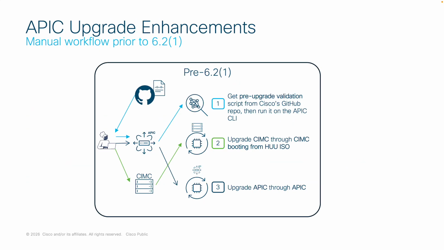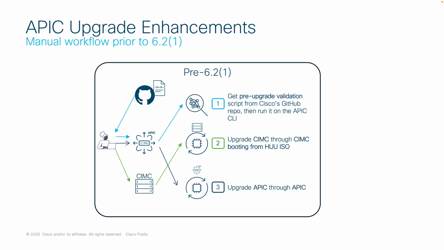But let's actually dig into the upgrade enhancement first. If you imagine before 6.2.1, if you needed to upgrade your APIC and upgrade the server hardware components through the CIMC, it was a multi-stage, somewhat manual process. The first thing you needed to do was go to a web browser and download the pre-upgrade validation script, because we always encourage you to have the latest version of that. You download this Python script, you copy it over to your APICs, and then you run it from the APIC CLI. It works great, but it's a very manual process, and we can do better.